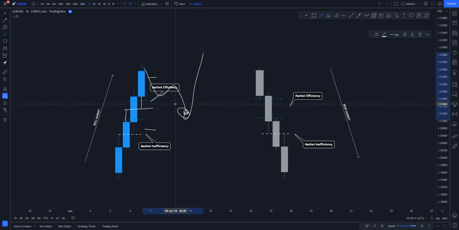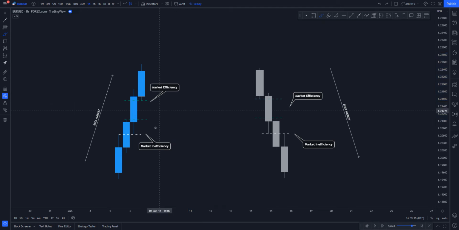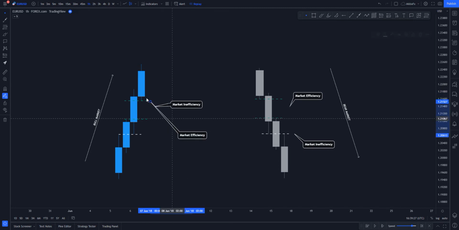So in this particular scenario, you can see I also have the efficiency. Sorry, I think I just switched this. This is supposed to be inefficiency. So this is the inefficiency and this is the efficiency. So it has been switched. Sorry for that.